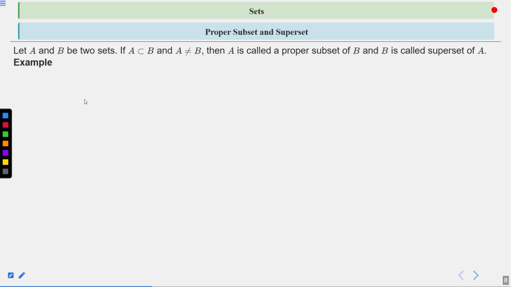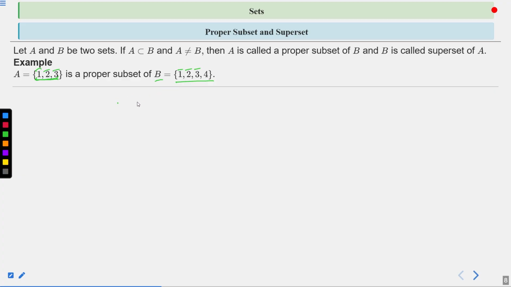So, an example. Assume we are considering set A in roster form with elements 1, 2, 3 and another set B in roster form with 4 elements 1, 2, 3, 4. Now, first question: is A a subset of B? Let's see. 1 belongs to set B, 2 also belongs to set B, 3 also belongs to set B. So every element from set A belongs to set B, or is contained in set B. So A is a subset of B.